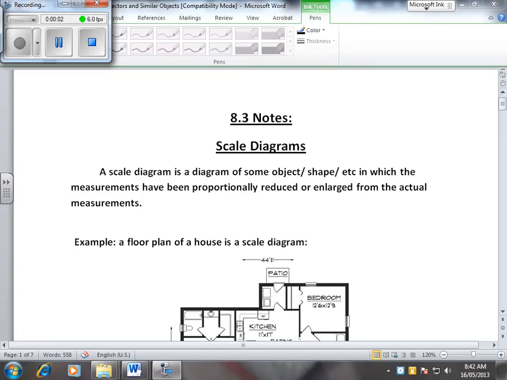Okay, so we're just gonna do a little bit of 8.3, which is on scale diagrams, and then we'll continue the rest of 8.3 next class.